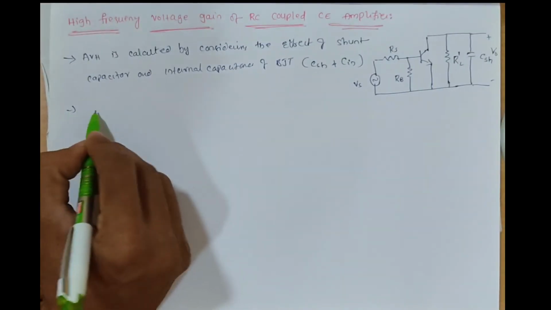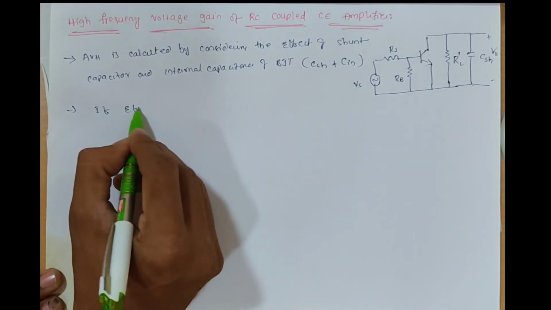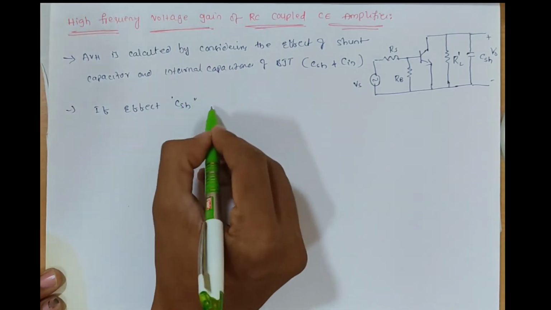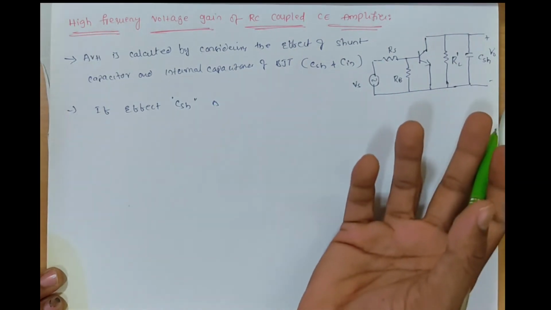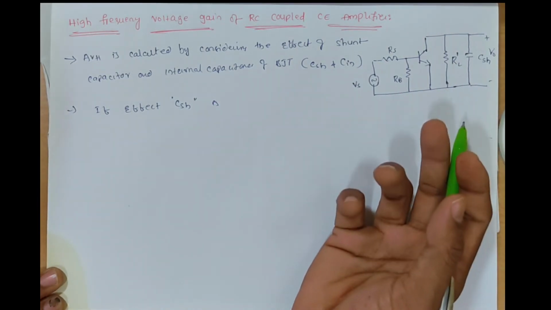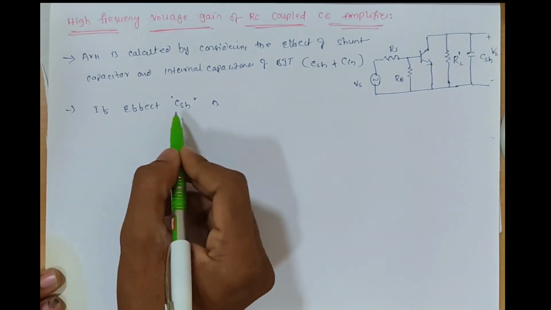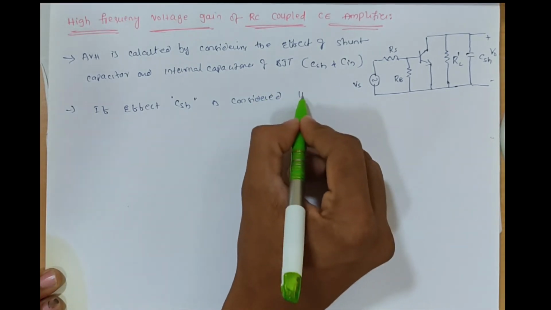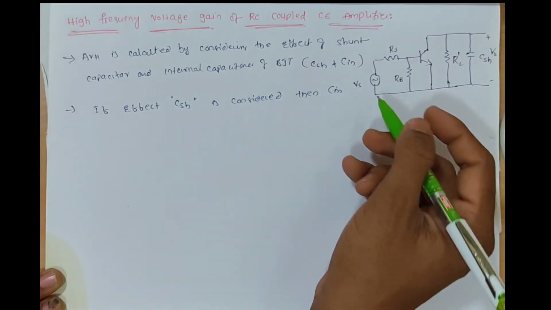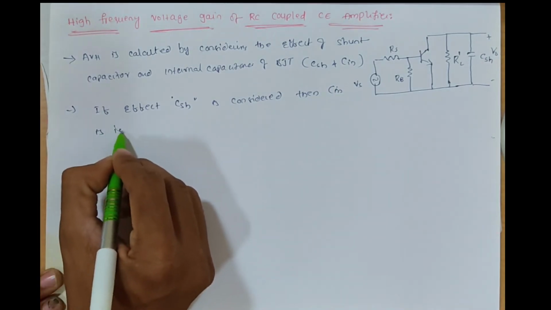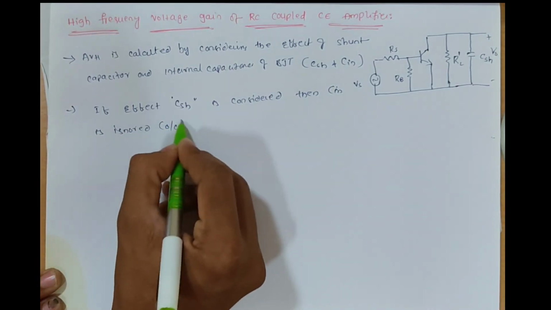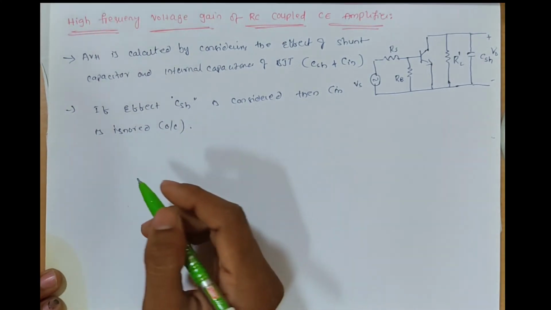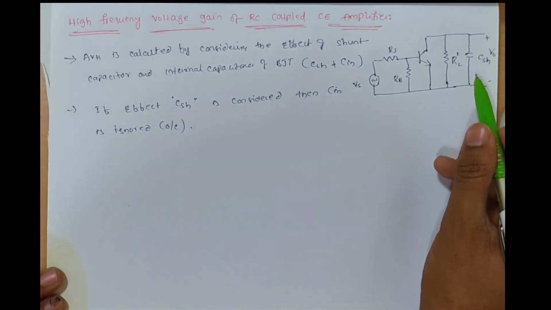If the effect of CSH is considered, then we need to ignore the C internal, that is, the C input capacitance. So if the effect of CSH is considered, then C internal is ignored. That means it is open circuited. So here we are considering the effect of CSH initially.